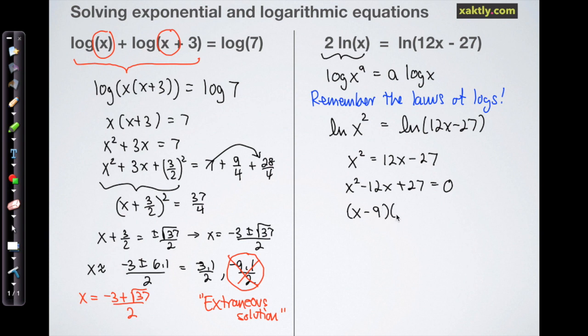x minus 9 times x minus 3 is equal to 0. So I have solutions of x equals 9 and 3. And if I just check those out, there's no negative numbers there, so it looks like both of those solutions will work. We should always check those out to make sure that there are no extraneous solutions. And if there are, we'll have to eliminate those.